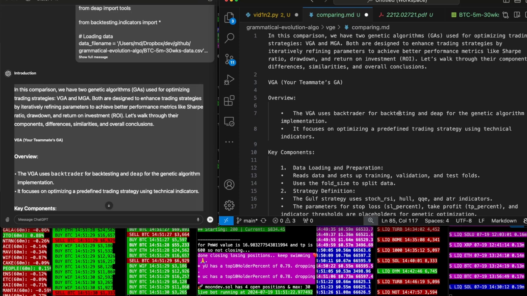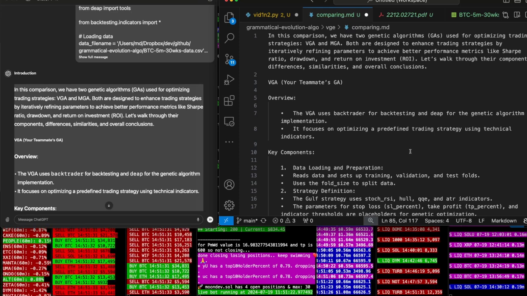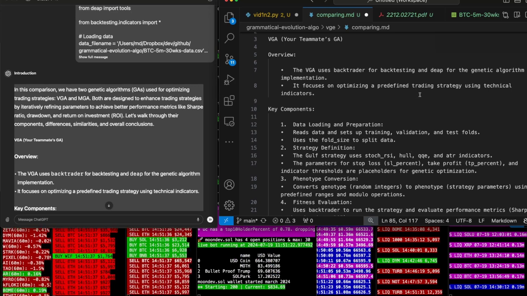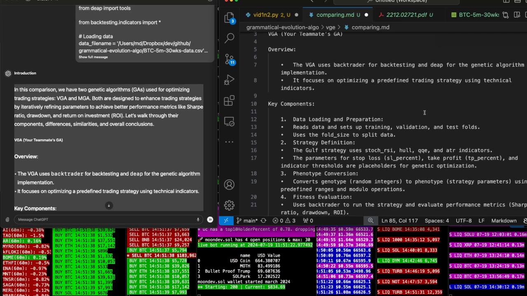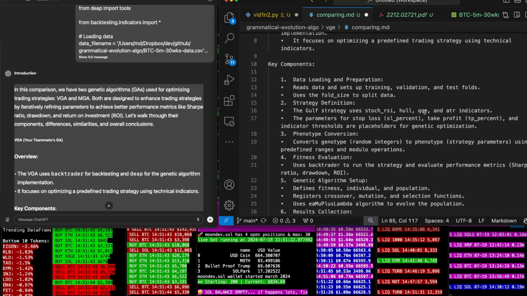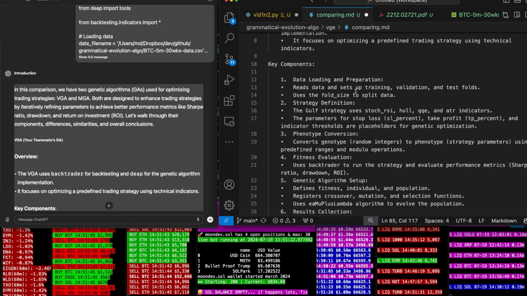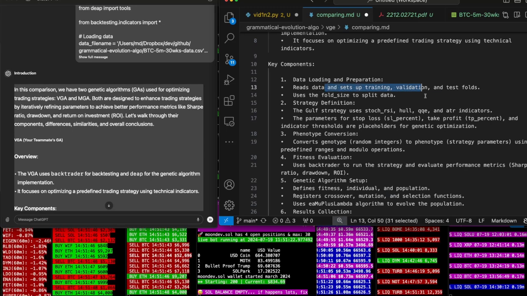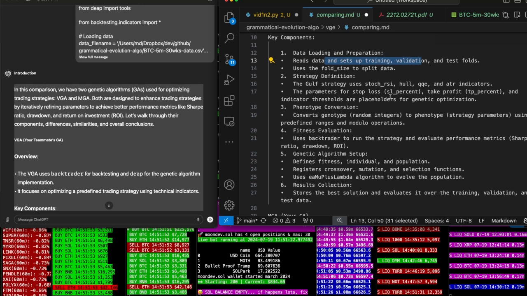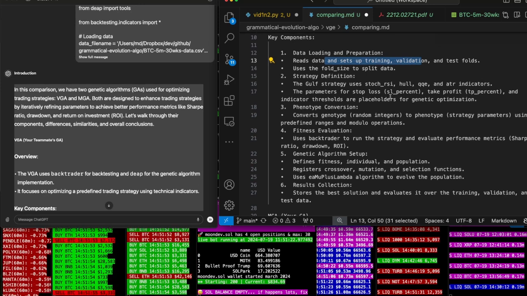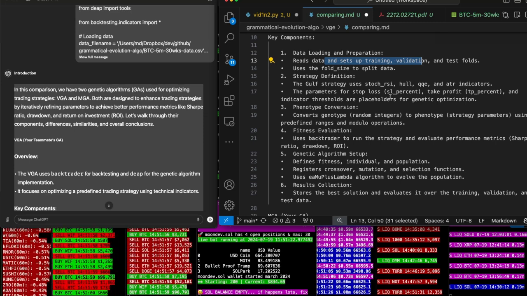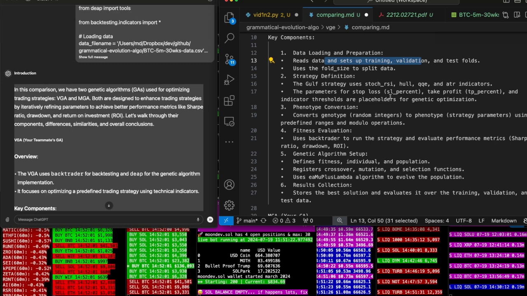VGA, which is your team's GA. The overview is the VGA uses Backtrader for backtesting and DEAP for genetic algorithm implementation. It focuses on optimizing a predefined trading strategy using technical indicators. Key components: it loads the data, reads data, sets up training, validation, and test folds, uses the fold size to split data. Strategy definition: the Gulf strategy uses Stoch RSI, the whole QQE, and ATR indicators.